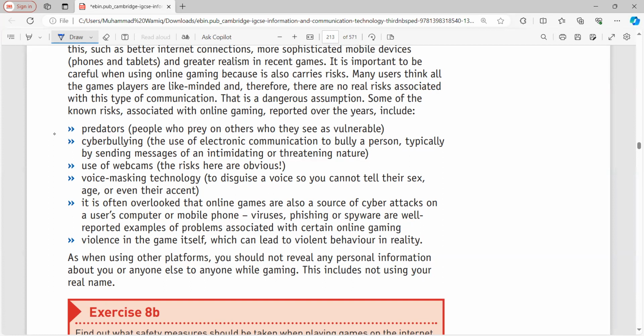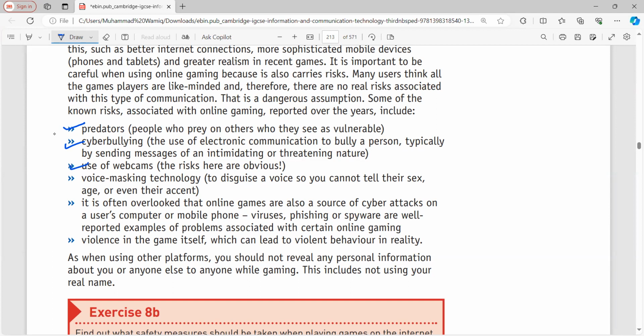Some risks that are associated with gaming are cyberbullying. Cyberbullying means that I'm bullying a person by sending them messages. Predators are people who prey on others who they see are vulnerable. For example, in gaming, if someone is winning a game, you start to act like a predator and find their personal information so that later on you can bully them.